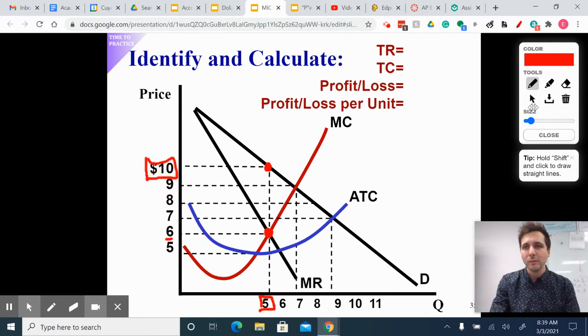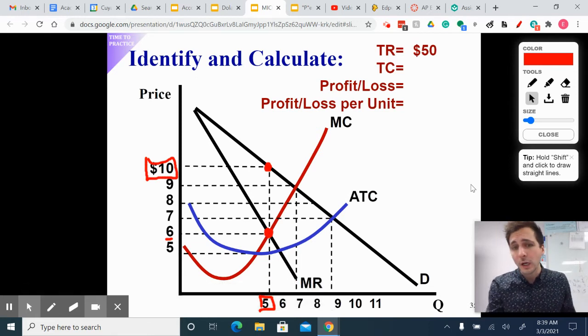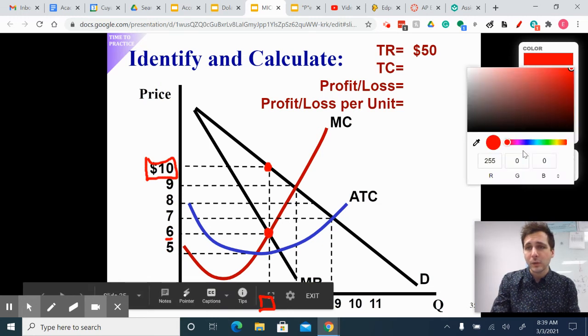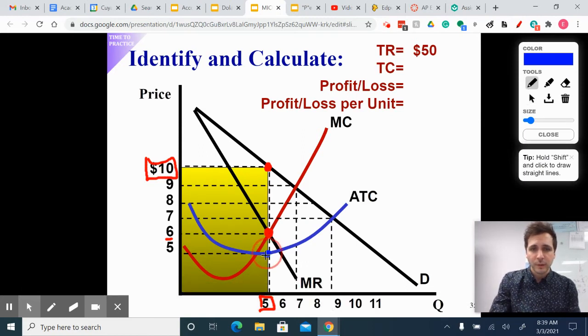So what's my total revenue going to be? It's going to be 10 times 5, or $50. What about my total cost? Well, I dash up from my quantity until I hit my average total cost curve. It's going to be right here. I dash over, and my average total cost is going to be 5, which means my total cost is going to be 5 times 5, or $25.